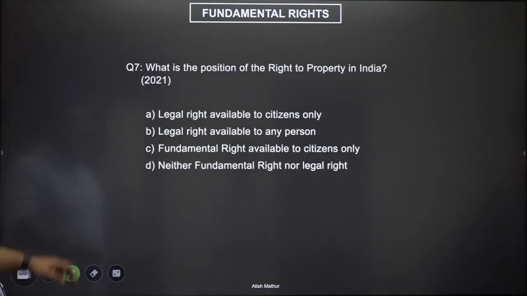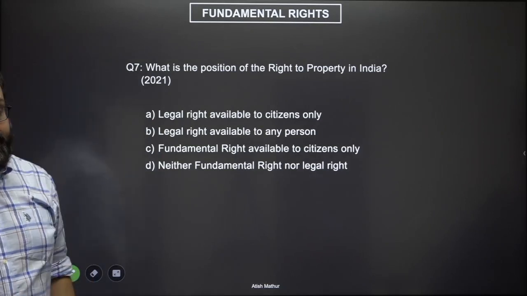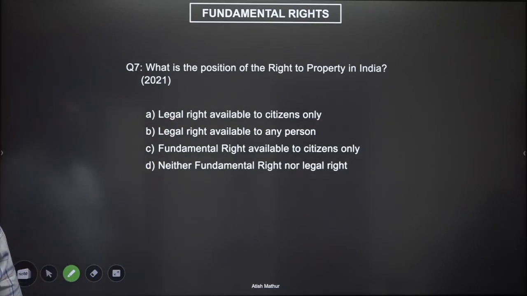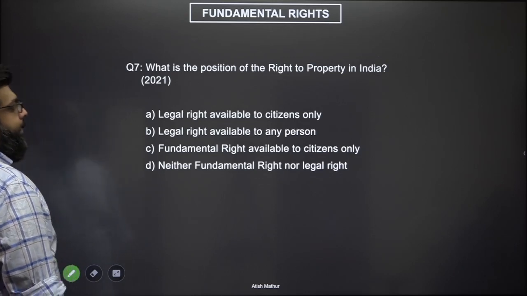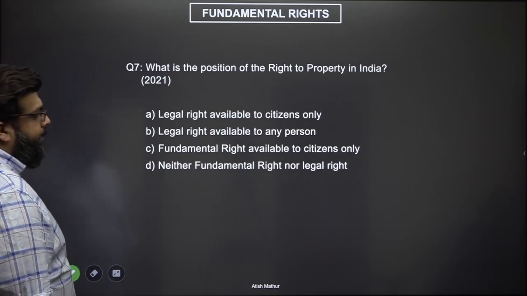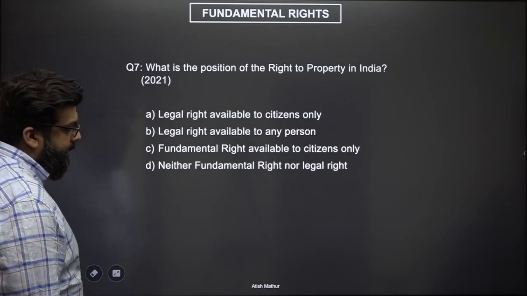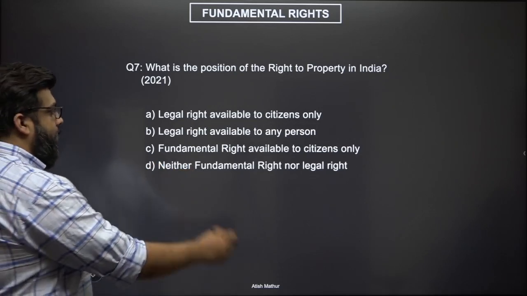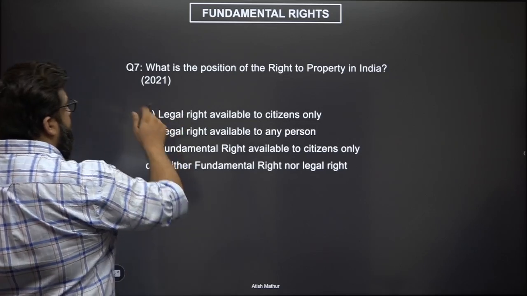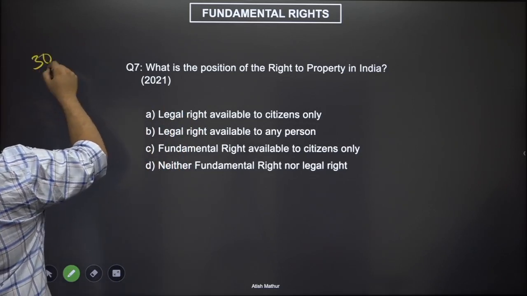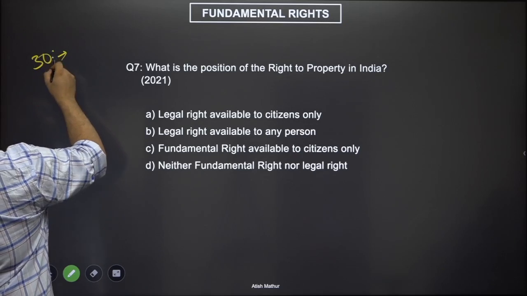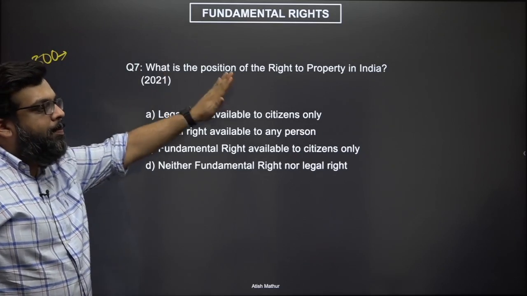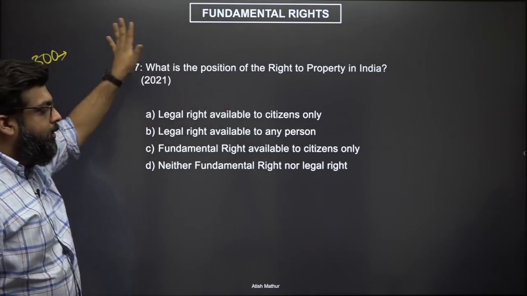Next, what is the position of the right to property in India? Here we can apply the whole social relatability trick. A legal right available to citizens only, a legal right available to any person, a fundamental right available to citizens only, a neither fundamental right nor a legal right. All right. What do we know for sure? What we know is this used to be a fundamental right, but now has been moved to something in the Constitution called Article 300. Everybody knows right to property is no longer a fundamental right, but it's a constitutional right.